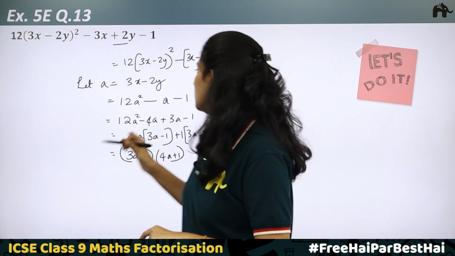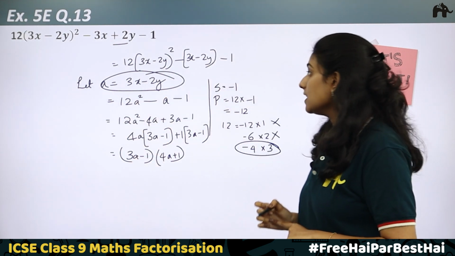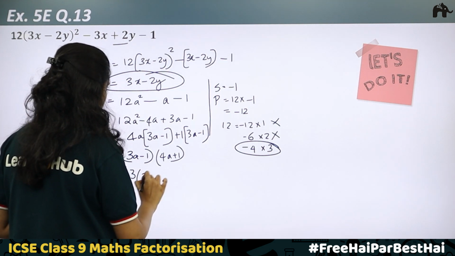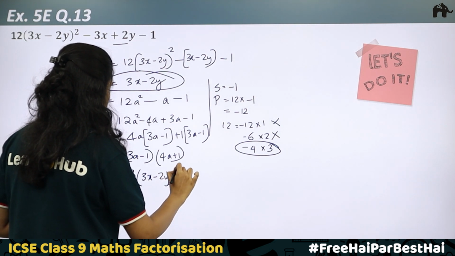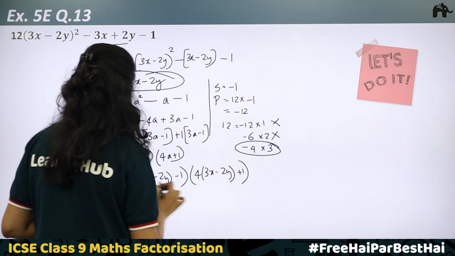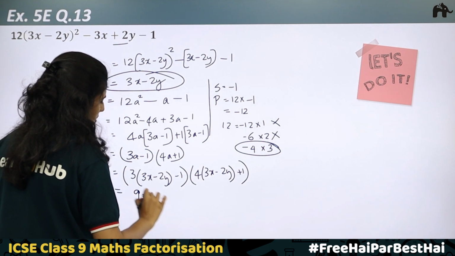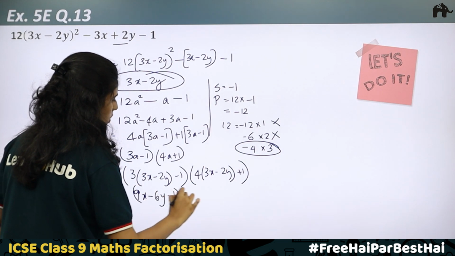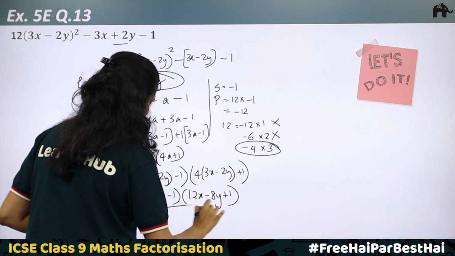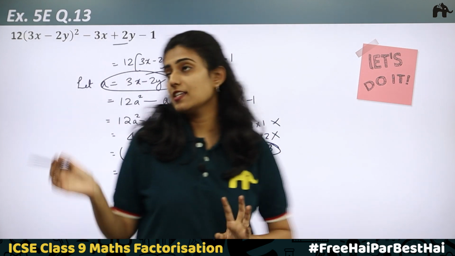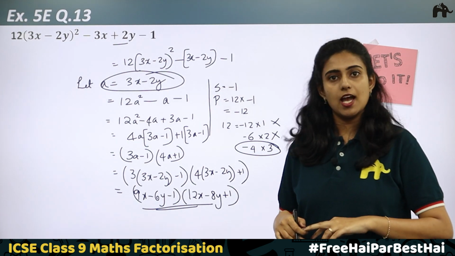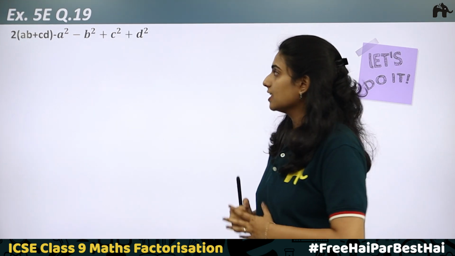So in the next step, what we have to do, here we have taken a is equal to 3x minus 2y. So substituting there, what we get, which is equal to 3 into 3x minus 2y minus 1 into 4 into 3x minus 2y plus 1, which is equal to 9x minus 6y minus 1 into 12x minus 8y plus 1. So these are the required two factors of the expression 12 into 3x minus 2y whole square minus 3x plus 2y minus 1. Understood? Here we have the last question for today, question 19 of exercise 5e.